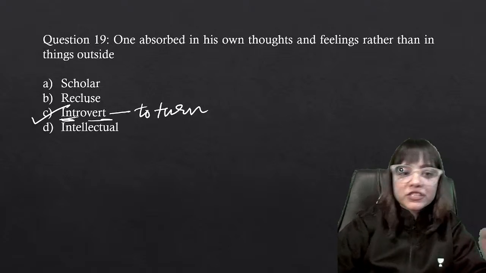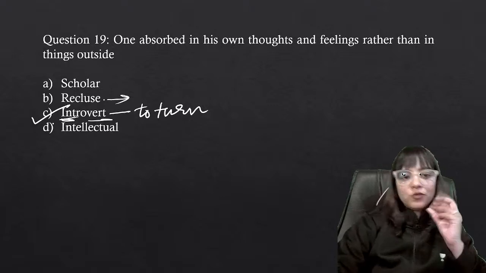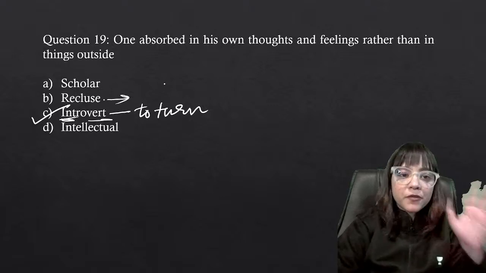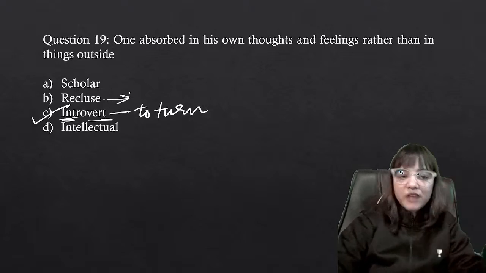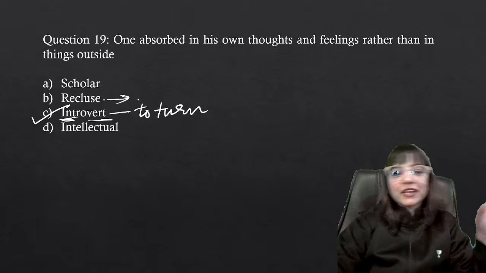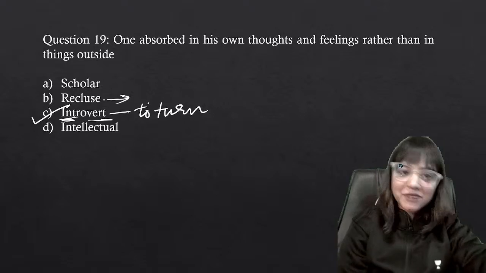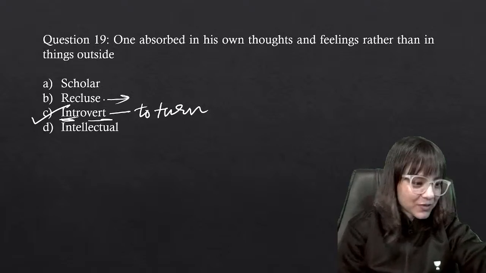Someone who is absorbed in things outside rather than his own thoughts is called an extrovert. Okay, recluse किसको कहते हैं? Recluse is a person who leaves the society, because he is fed up of the society and he does not want to live amongst people at all. Okay, so वो सब कुछ त्याग व्याग के हिमालय पर्वत पे चले जाते हैं. Okay, not necessarily हिमालय पर्वत all the time, but just to a secluded location.